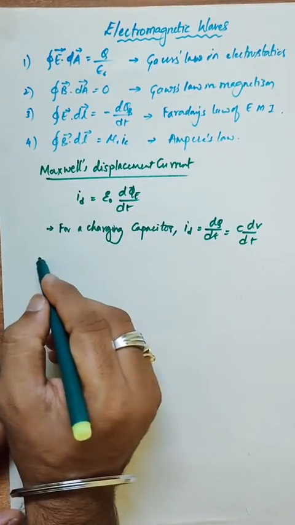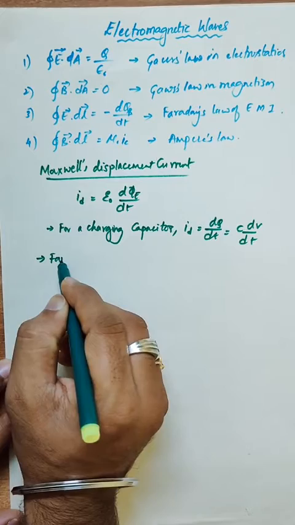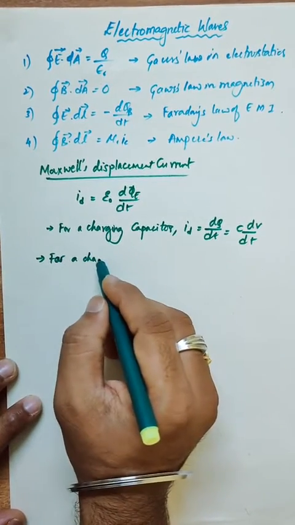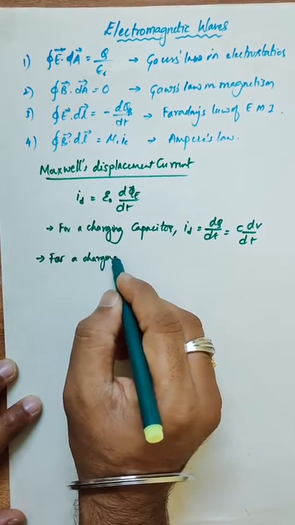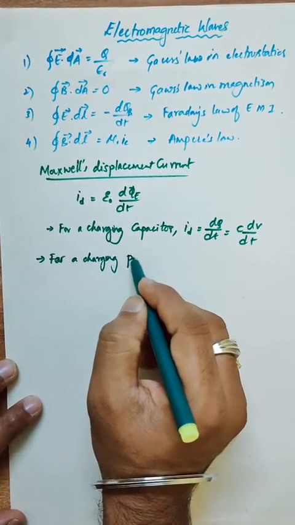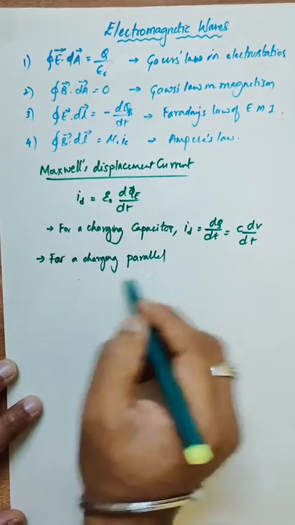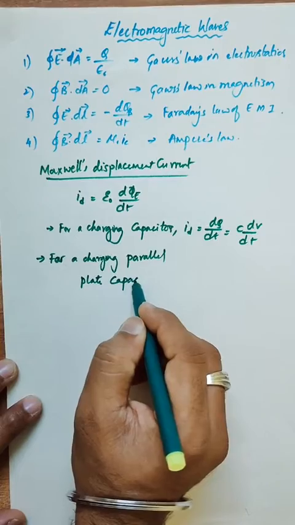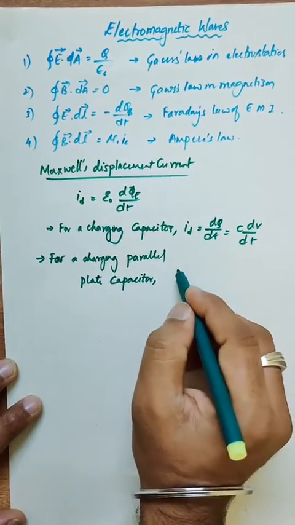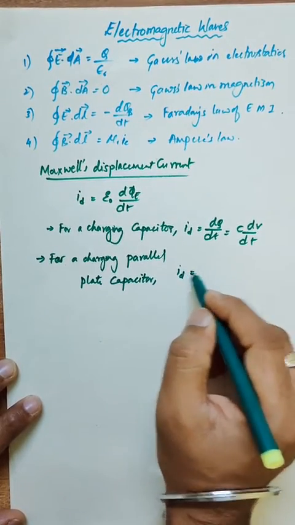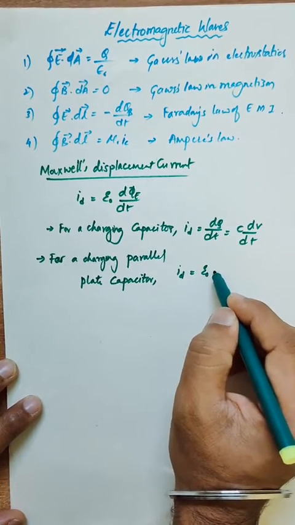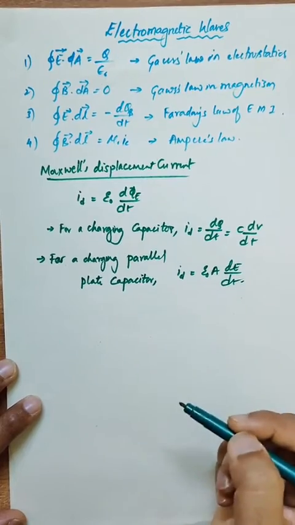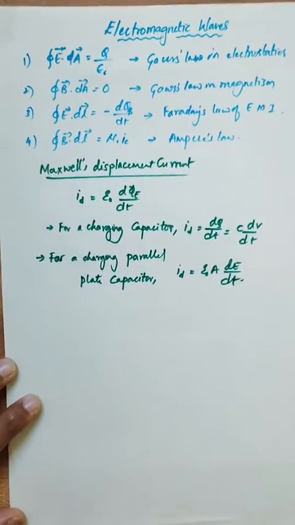Similarly, for a charging parallel plate capacitor, we have the formula I D, that is displacement current, is equal to epsilon naught into A into dE by dt. So this is the formula we have.